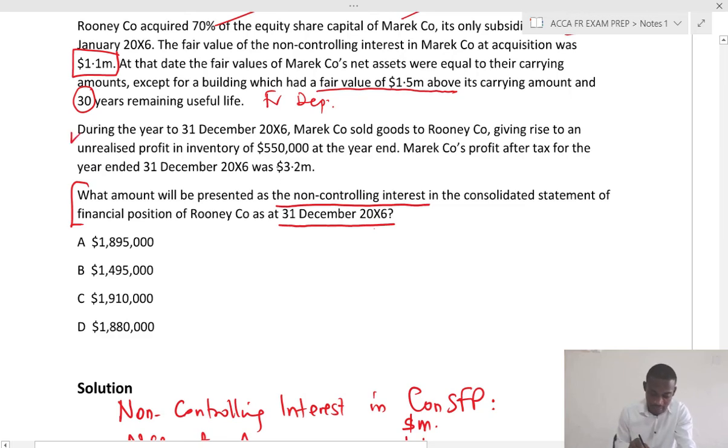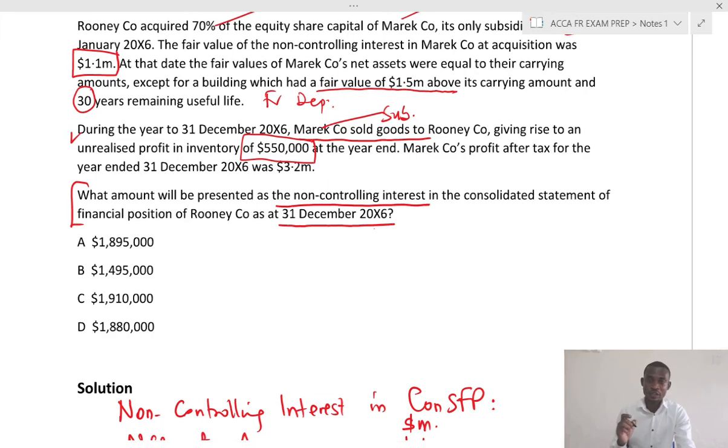During the year ended December X6, Marik sold goods. So Marik is the subsidiary. Marik sold goods to Runico, giving rise to unrealized profit in inventory of 550 at the year end. And because Marik sold the goods to Runico, the NCI would have to share in the unrealized profit, because the unrealized profit is in the books of the subsidiary Marik.